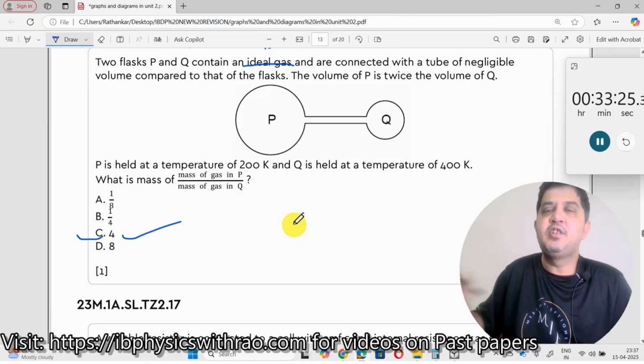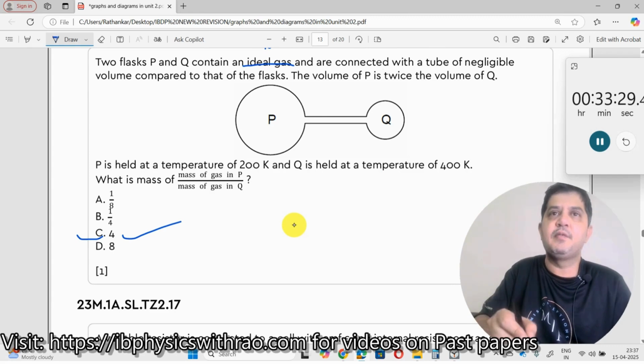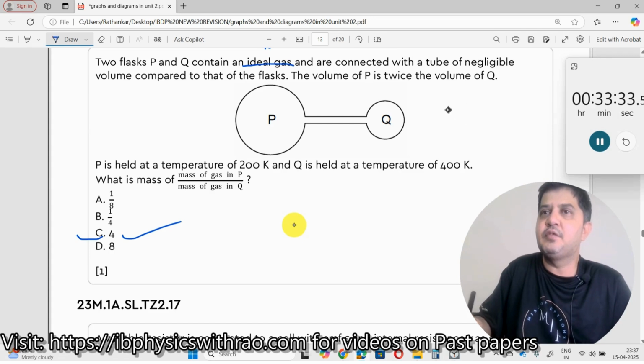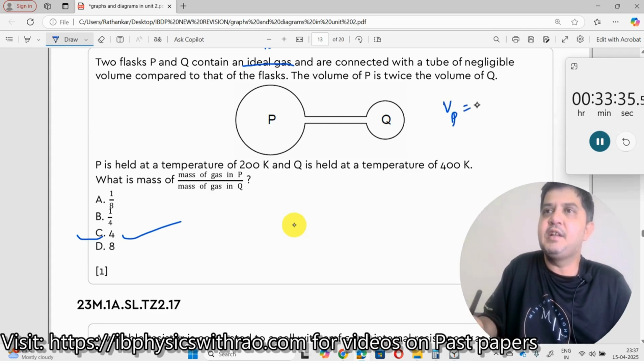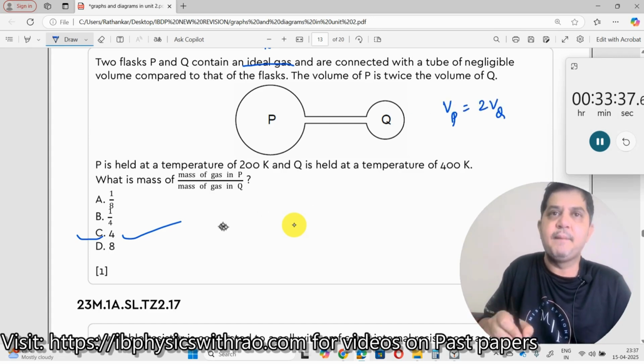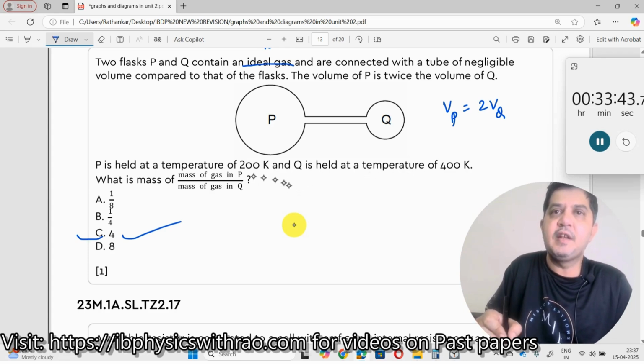Then, two flasks P and Q contain an ideal gas and are connected with a tube of negligible volume compared to that of the flask. The volume of P is twice the volume of Q. Vp is equal to 2 times Vq. Okay. P is at a temperature of 200 Kelvin and Q at a temperature of 400 Kelvin. So what is now given? Tp.